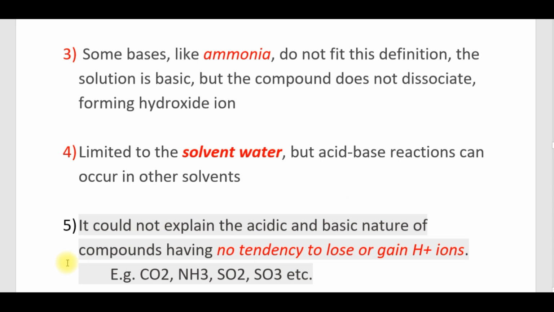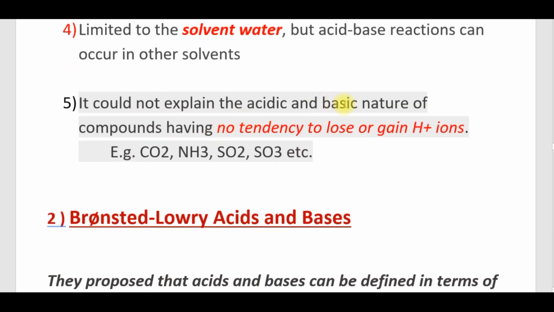The fifth limitation is that it could not explain the acidic and basic nature of compounds having no tendency to lose or gain H plus ions. There are several compounds which do not have the tendency to lose or gain H plus ions. But the Arrhenius theory explains a substance as an acid or base on the basis of the tendency to lose or gain H plus ions. Therefore, for compounds like CO2, NH3, SO2, SO3, etc., we cannot find out whether they are acidic or basic in nature. This is also one of the limitations of the Arrhenius theory.